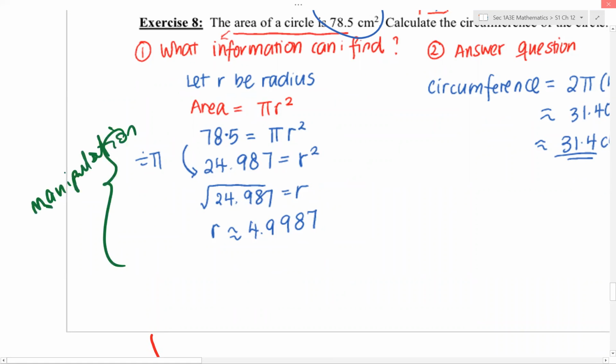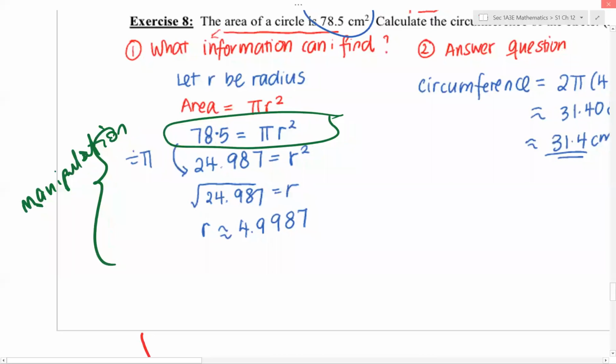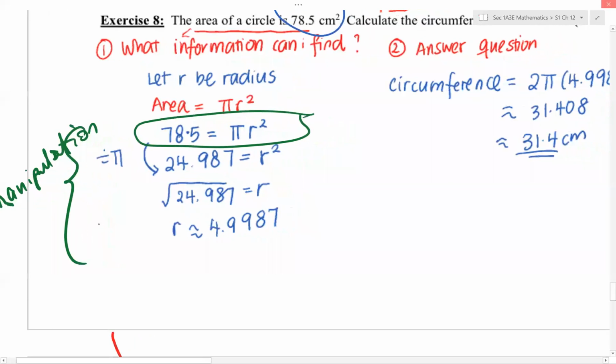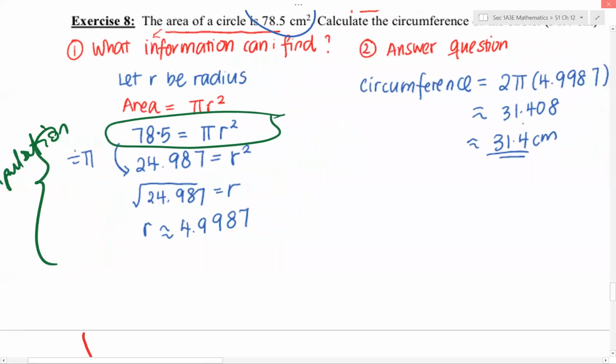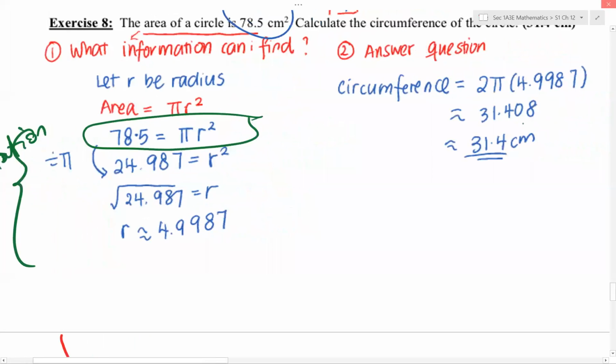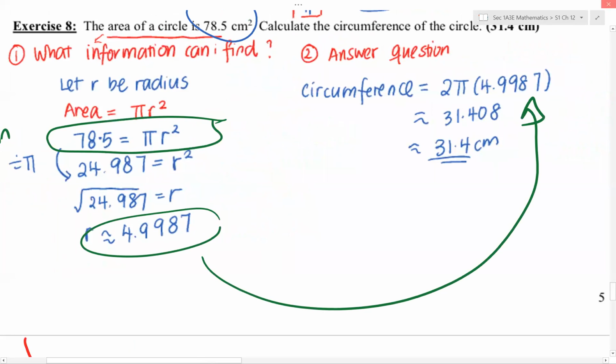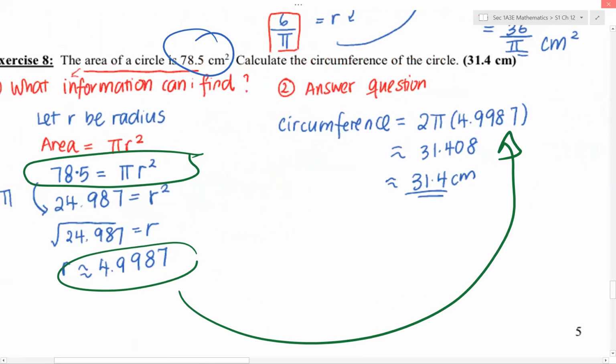This has to be your habit. It has to be your approach. Start off with a formula. Don't be lazy. Then you manipulate to get the value. From there, use your answer, substitute into the formula again for circumference, pi r squared. So here, you get the answer rounded off to 3SF.